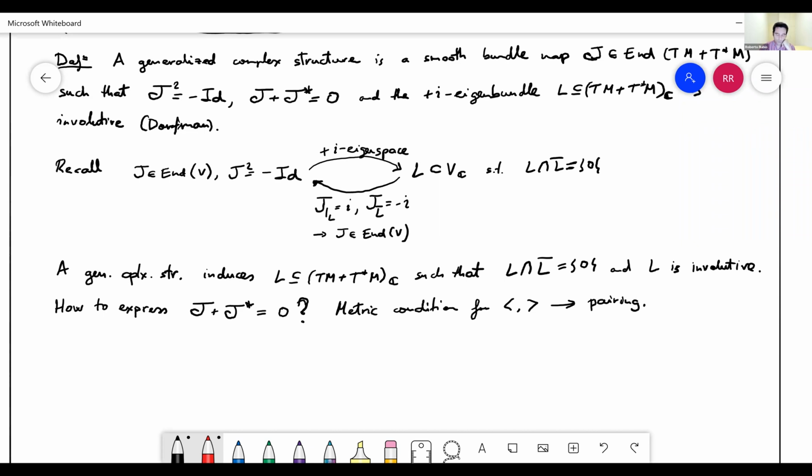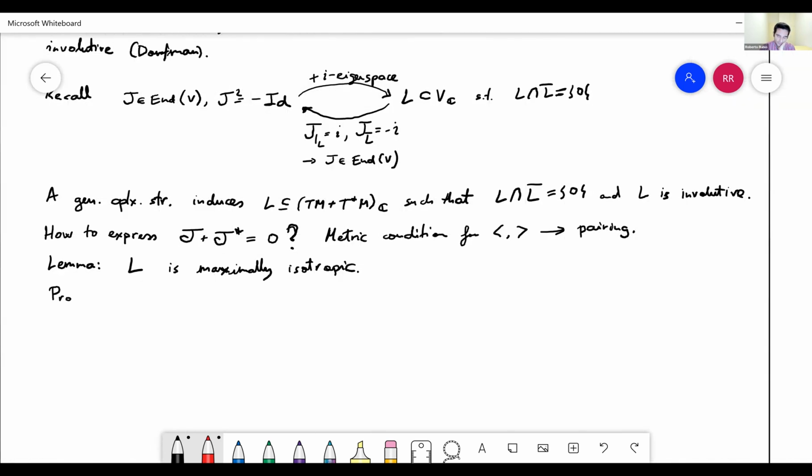So actually, what one can see is that this L, this generalized version of the plus I eigenspace, is maximally isotropic. And this is so easy that I'm going to do it formally, okay? Because remember, we know that for V in L, JV is IV. This is a definition.